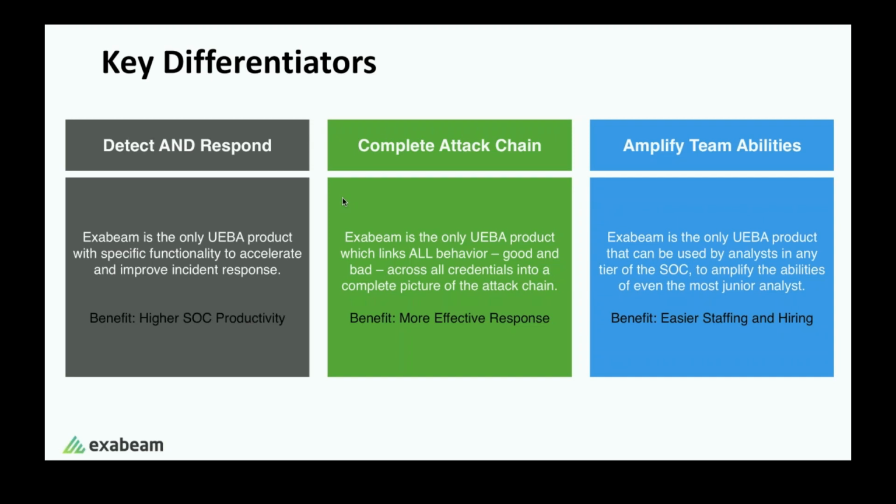The second differentiator is we're the only UEBA product which, when we show timelines and behavior for a particular user or a machine, shows all behavior, not just the bad, not just the anomalies, but the good and the bad. And even as users switch credentials, we put all of the good and bad into a complete timeline or attack chain. That means your IR analysts can get better context and have a much more effective response. They're not just going to get a bunch of anomalies and try to figure out, hey, do these matter or not? And we'll show that in the demo.